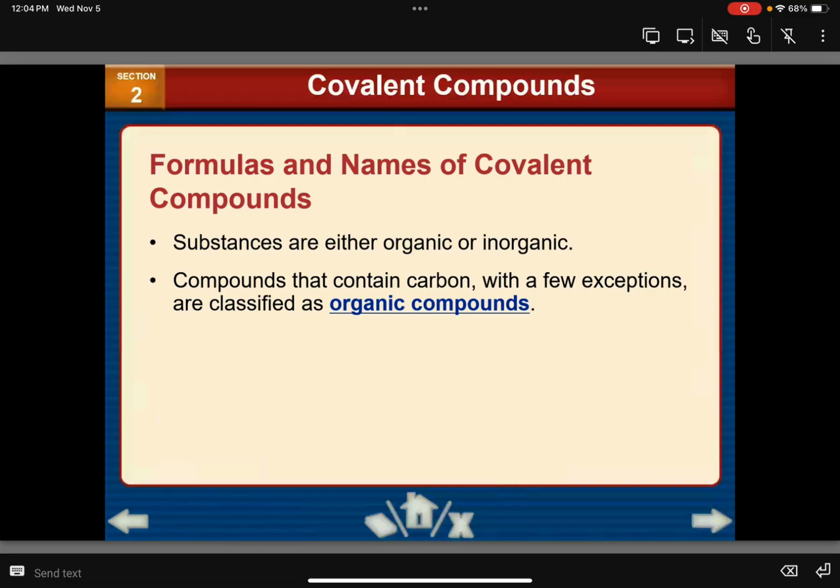When we are talking about organic compounds, especially in chemistry, we are talking about compounds that are carbon-based. So compounds that contain carbon, with a few exceptions, are classified as organic compounds, as opposed to when we're talking about them as consumers, where organic means that it is grown naturally, doesn't have any additives, hasn't used pesticides or herbicides or anything like that. So very, very different definitions for organic in science and as a consumer.